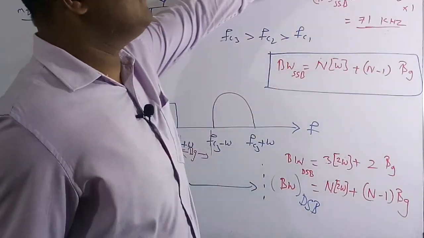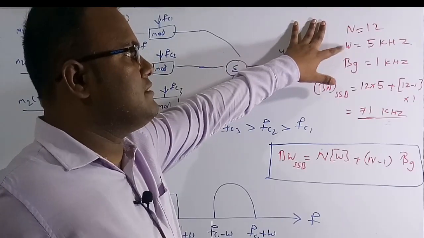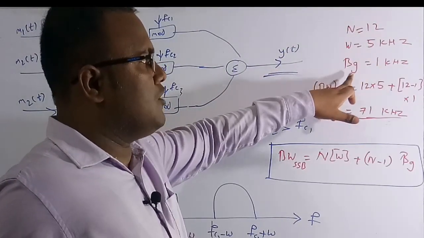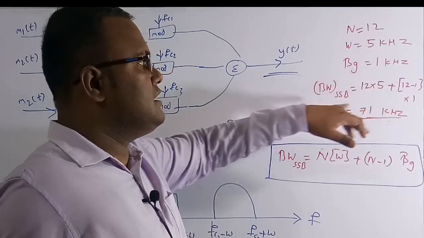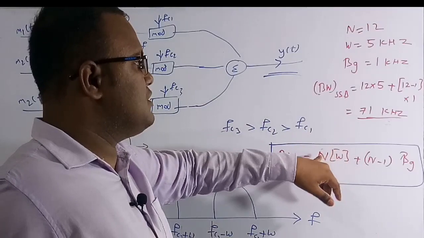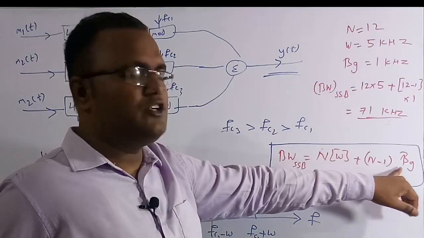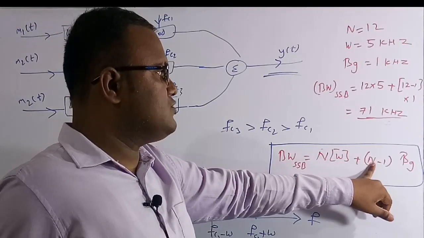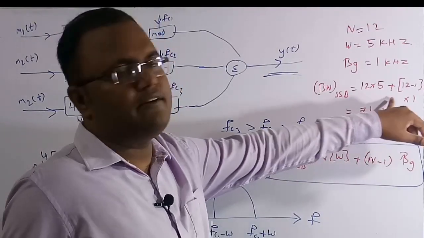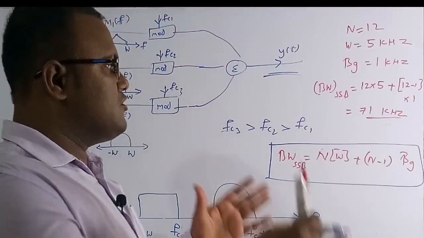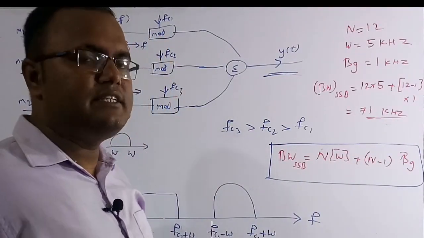In the question, there are 12 signals, each with a bandwidth of 5 kilohertz, and the guard band has a frequency of 1 kilohertz. Now we need to find the bandwidth for AM SSB. So n into W plus n minus 1 into the guard band. Here n is 12, W is 5, and n minus 1 is 11, into 1. That is what I have written here. If you solve this, we get 71 kilohertz. So 71 kilohertz is the bandwidth of the single sideband.